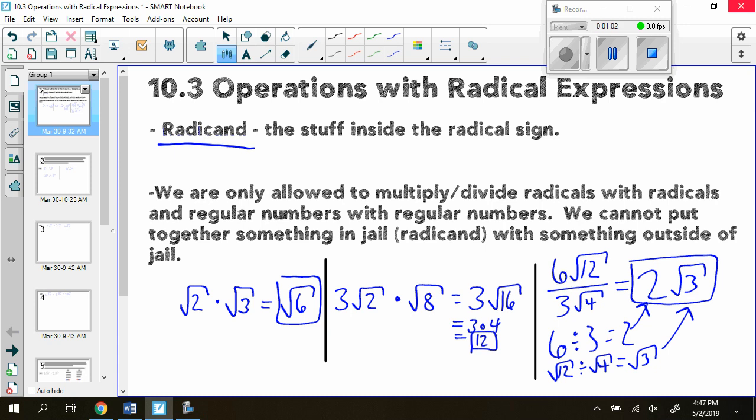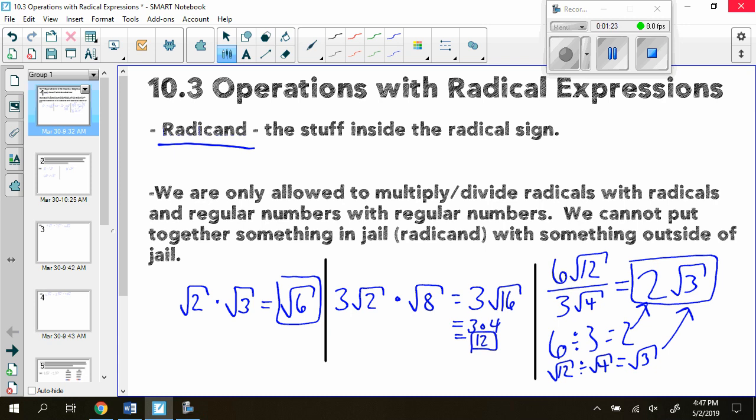Kind of a similar idea in the middle example, example number 2, I've got 3 square roots of 2 times the square root of 8. I can multiply the square root of 2 and the square root of 8 together to get the square root of 16. The 3 just has to hang out in front, outside of jail. I know a simpler way to write the square root of 16 is 4, so 3 times 4 would be 12 for the final answer there.